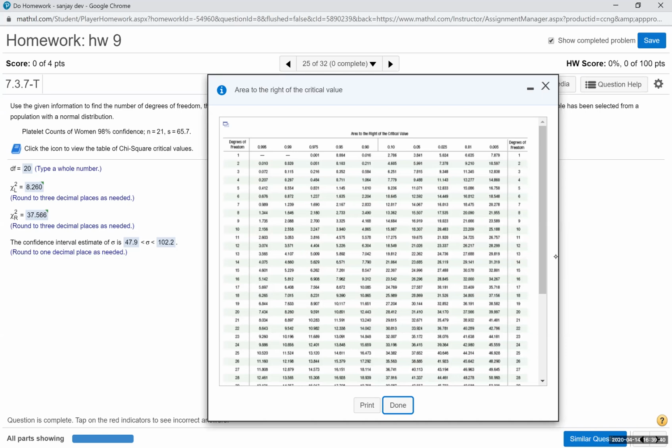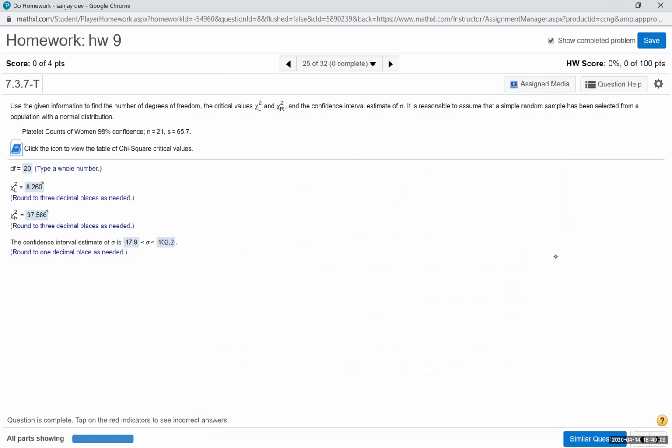If you look at 0.01 up here, and then if you look at here, it is 0.99, right? That means 0.99 is the area. If you look to the right this time, 99% is to my right and 1% is to my left. So the numbers are 8.260 and 37.566. So that's all it is. We're not going to deal with it. The confidence interval estimate of this standard deviation is 47.9 and 100.2. So in this case, you would do the confidence interval for the standard deviation. So I would say, let's avoid this question. I'll take it out soon.